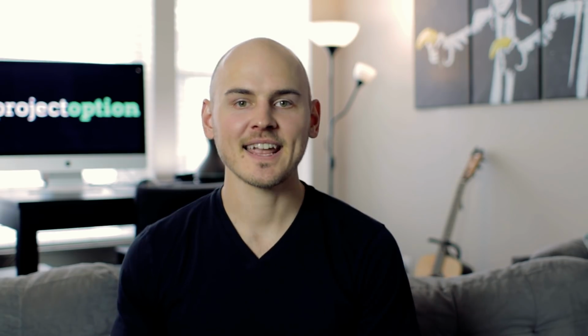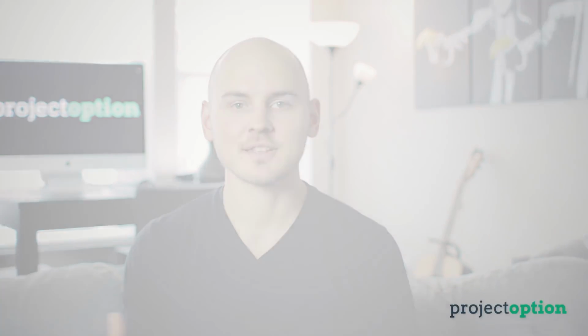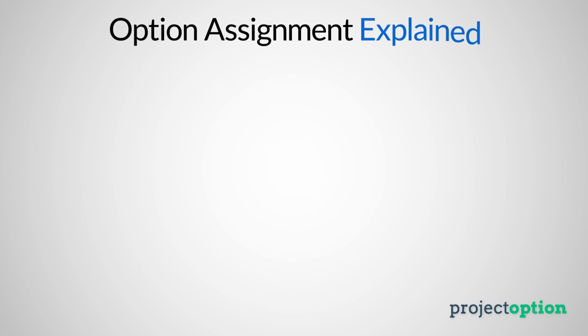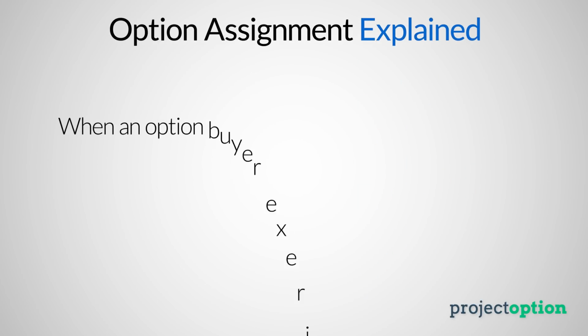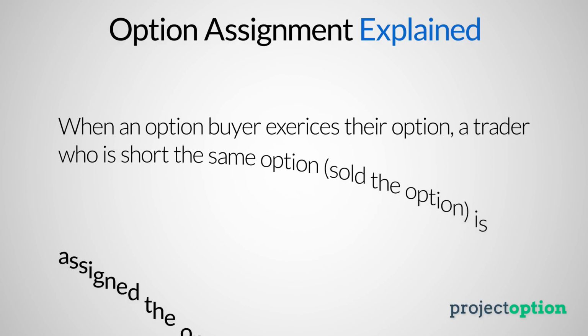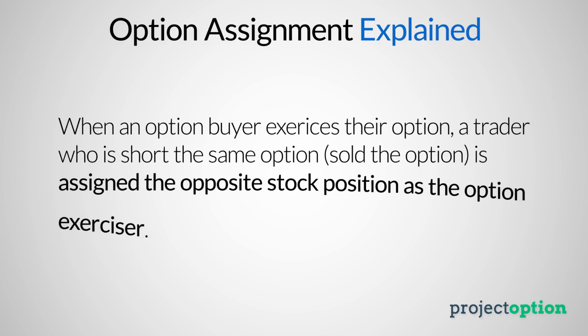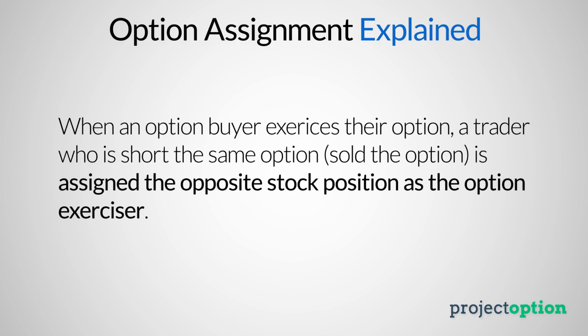So what happens to the option seller when the option buyer exercises the option? The answer is that when somebody exercises their option, somebody who is short that option, or sold that same option that was exercised, is chosen at random and is assigned the opposing share position as the person who exercised the option. Now, I know that's confusing, so let me give you a concrete example to demonstrate exactly what I'm talking about.